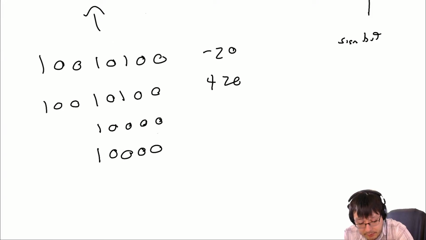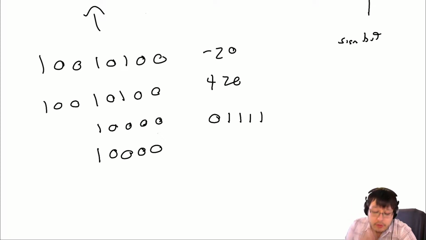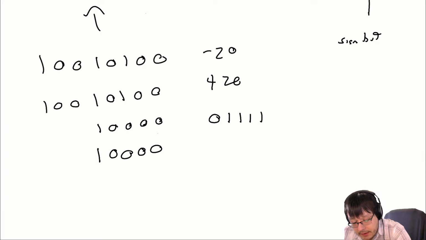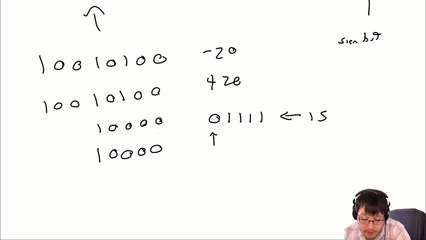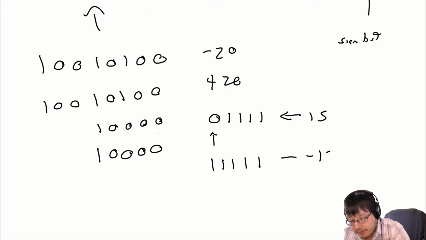And then 15 would be 0, 1, 1, 1, 1. Okay, so let's say that we were keeping positive 15 and negative 15, using the system that I'm talking about here. I know that this is actually 15 in binary, and so if I want to use this last bit as a number for positive or negative, then I can just change all these to ones to represent negative 15.